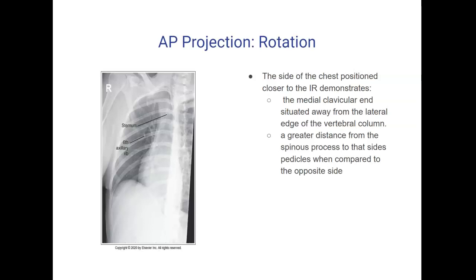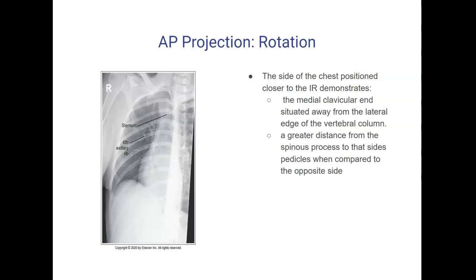When in an AP projection, rotation is identified when the side of the chest closer to the IR demonstrates the medial clavicular end situated away from the lateral edge of the vertebral column. And it demonstrates a greater distance from the spinous processes to that side's pedicles when compared to the opposite side. So, a couple things here.